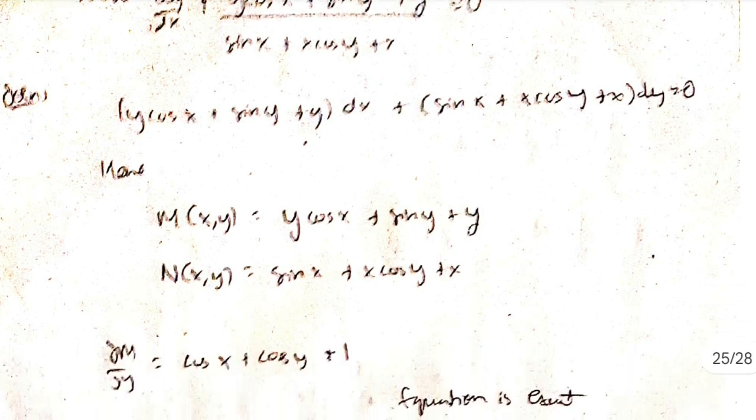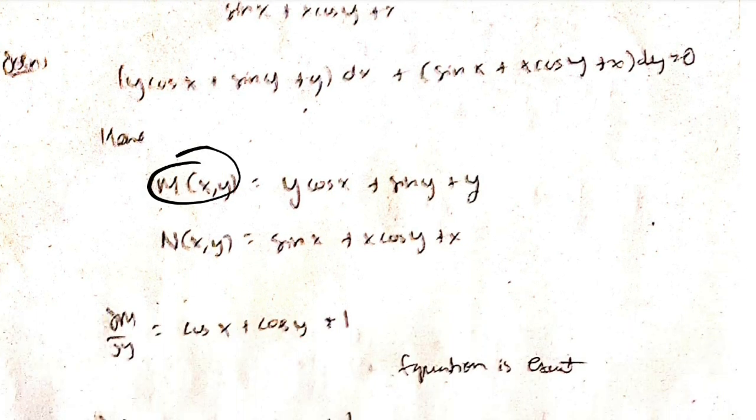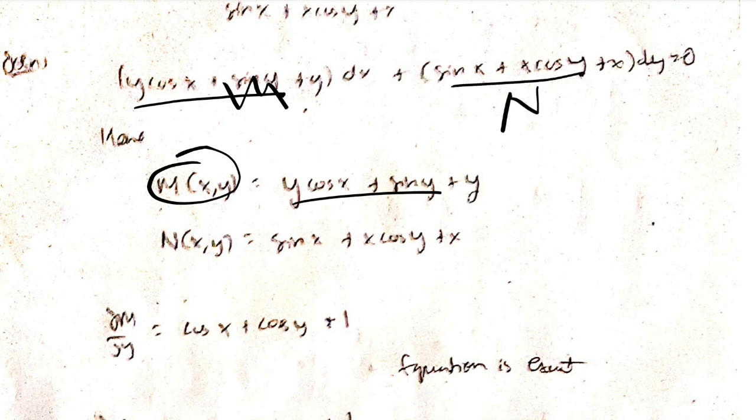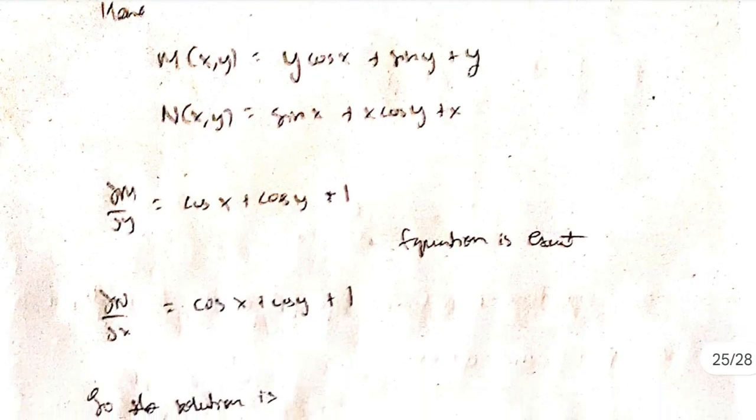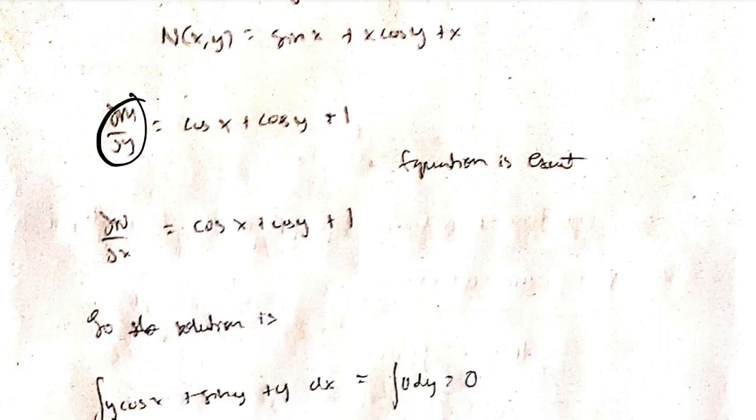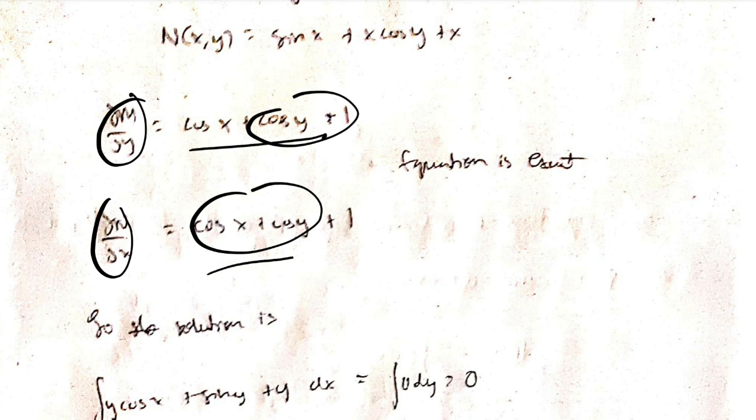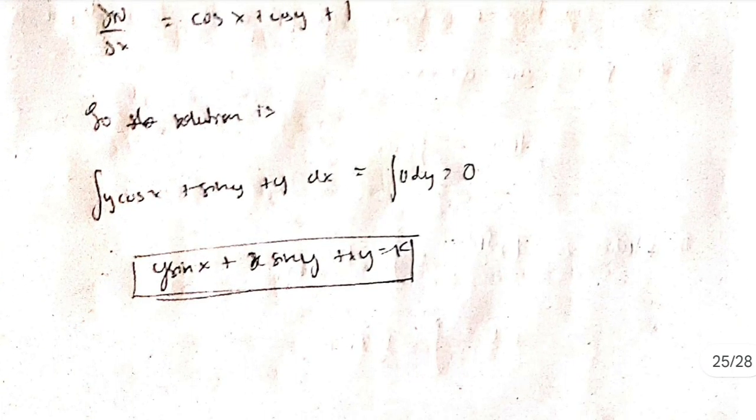After you have got that, what you have to do is m is equal to this one, this is m. Okay, the left part is m and right part is n. So, you will be doing del m by del y and del n by del x, and what answer you get here. If it is the same, it is exact. If it is not same, one other step you have to do, that I will be explaining in the other question. Okay. So, once you have got it exact, the answer is simple.